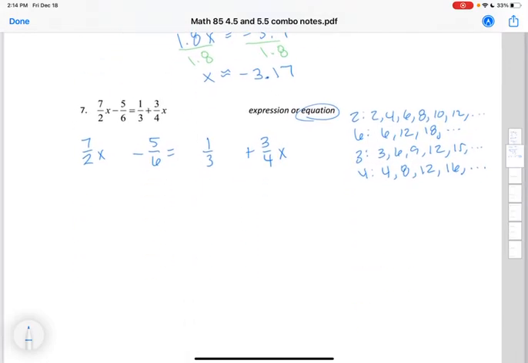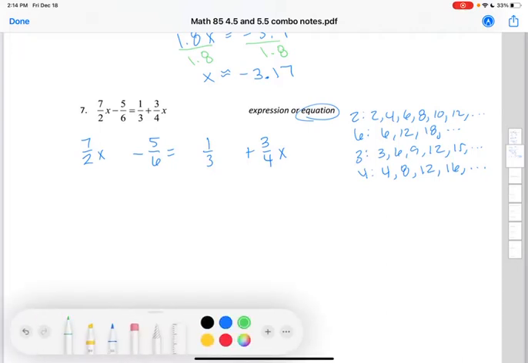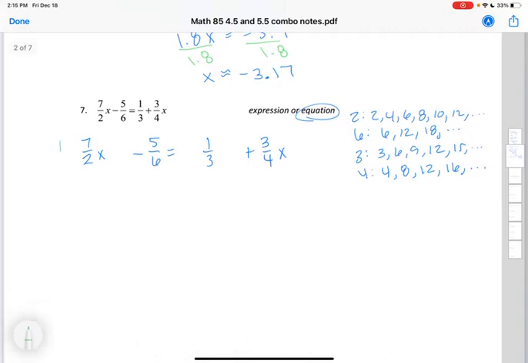This one throws people off. When it's an equation, that's when you can go ahead and multiply every single piece by that lowest common multiple. So far what I've done is write out the multiples of 2, 6, 3, and 4. I rewrote the equation with space in between. Again, this only works with the equation because we have both sides that we can balance. With an expression, there's nothing to balance it against, so we can't do it. Now I'm going to multiply every single term by that 12 over 1.